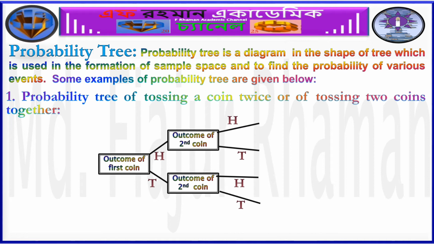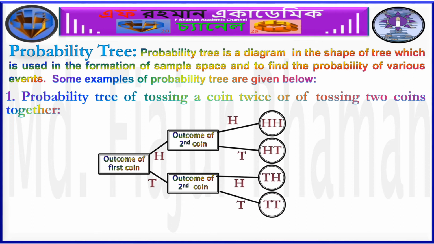However, thus we get the sample points HH, HT, TH, TT. From this tree diagram, we can easily write the sample space. S is equal to set of HH, HT, TH, TT.